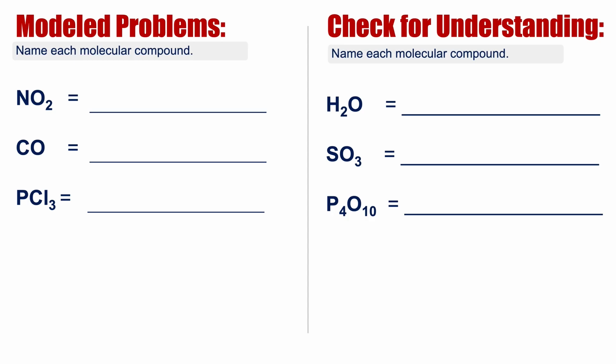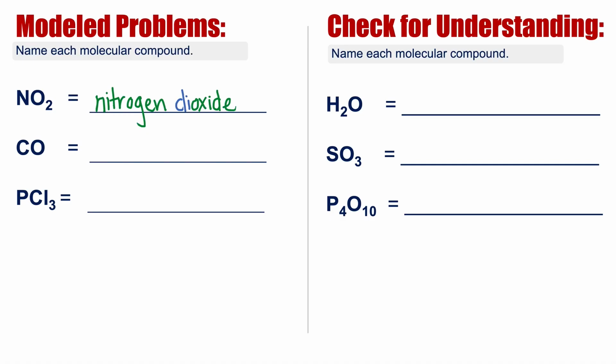So let's go through some modeled examples. The first one, NO2, I would keep nitrogen the same. I'm not putting mono in front of it because it's the first thing. Oxygen becomes oxide. There's two of them, so I put di in front of it, so it's nitrogen dioxide.